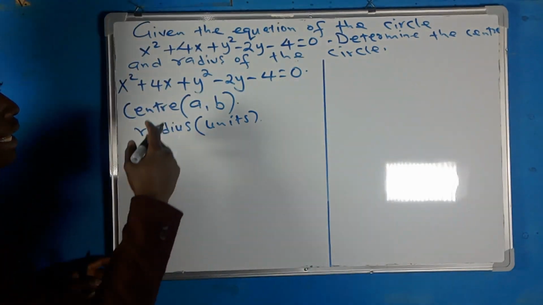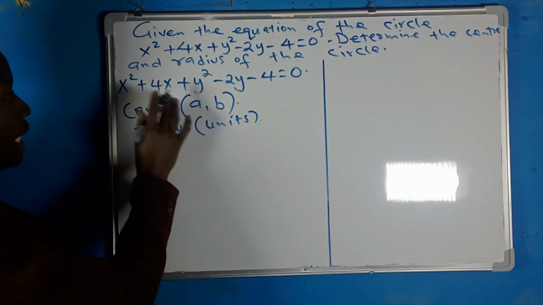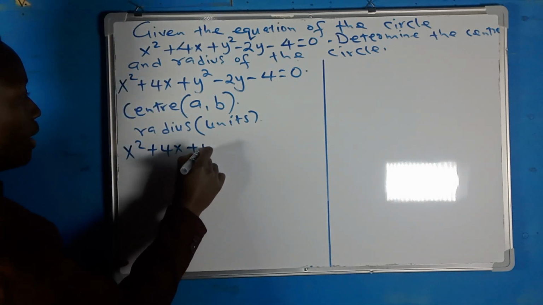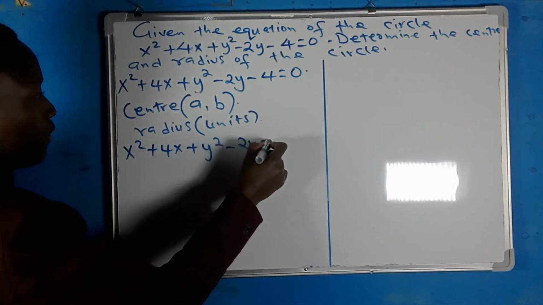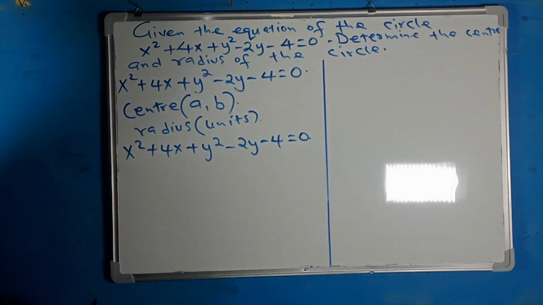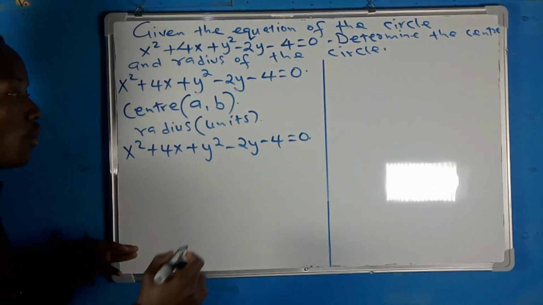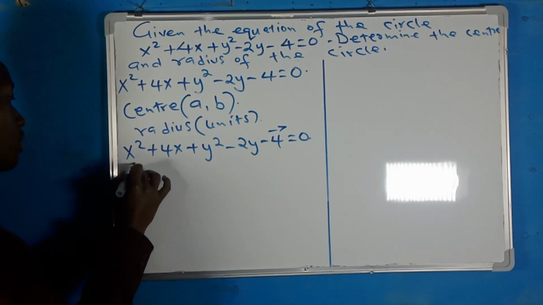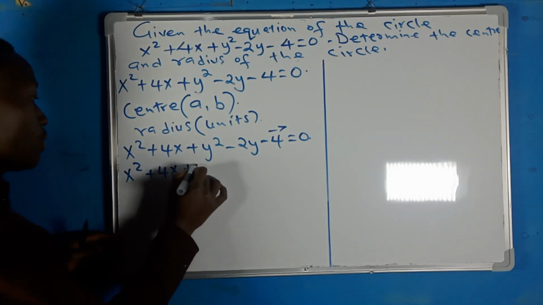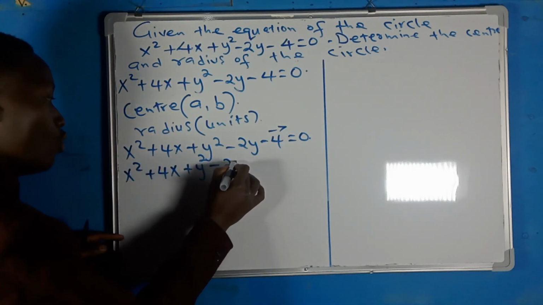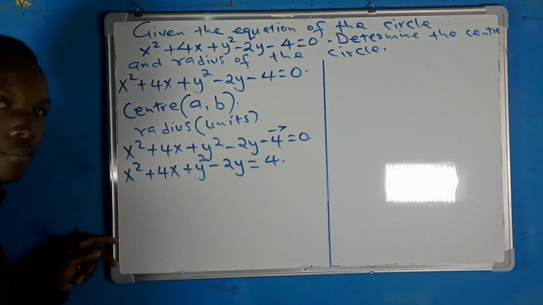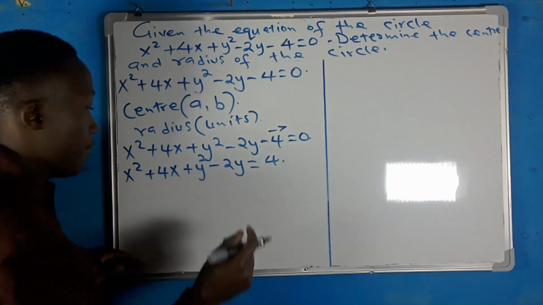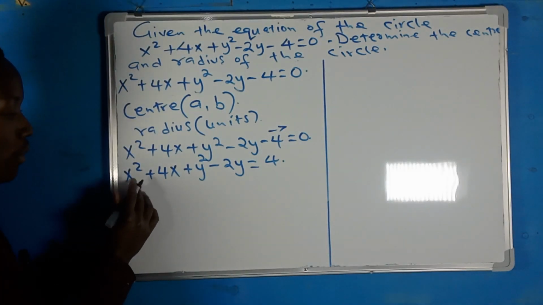So for us to determine the center and the radius, we are going to rewrite our equation, that is x squared plus 4x plus y squared minus 2y minus 4 is equal to 0. Having this as our equation of the circle, we are going to take our constant to the other side of the equal sign, so that we are left with x squared plus 4x plus y squared minus 2y is equal to 4. So we have taken this negative 4 to the other side of the equal sign to have positive 4.